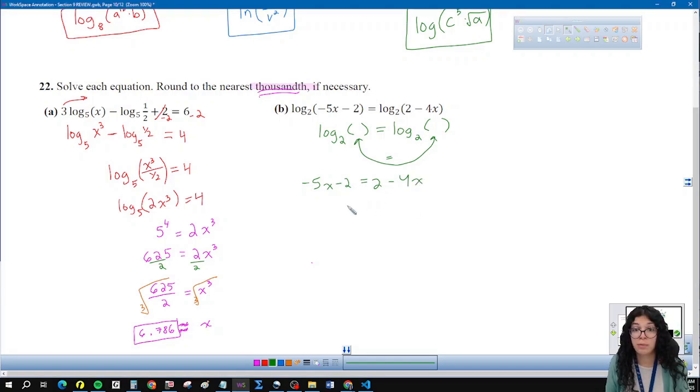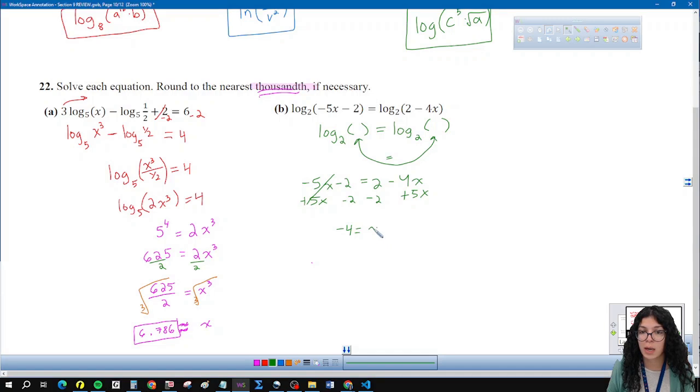So to solve, I can go ahead and add 5x on both sides and subtract 2. Negative 2 minus 2 is negative 4. Negative 4 plus 5 is 1x. So x equals negative 4.